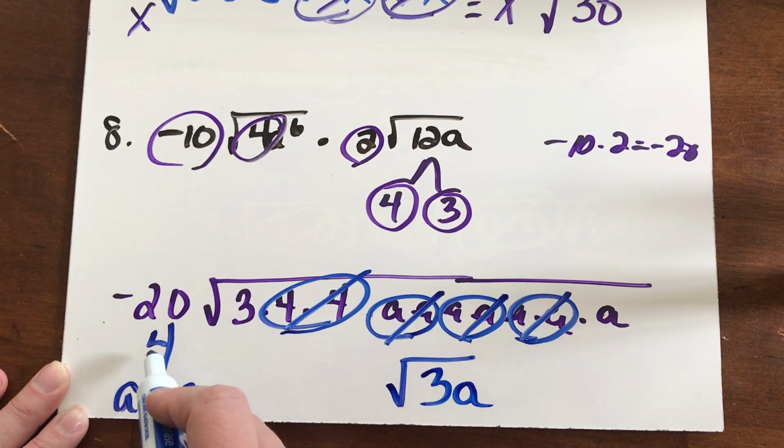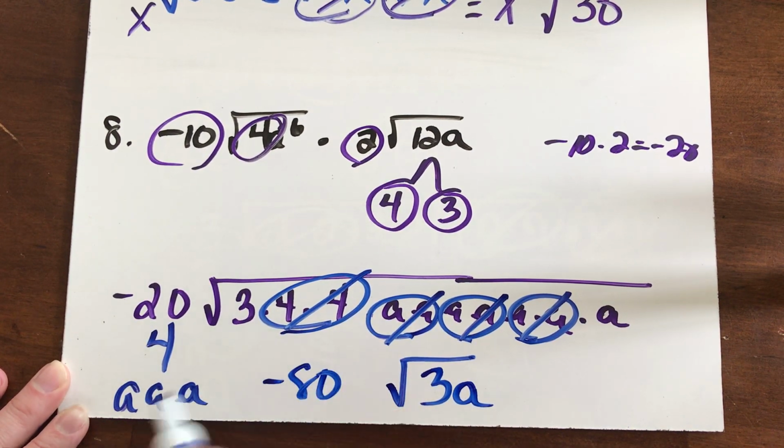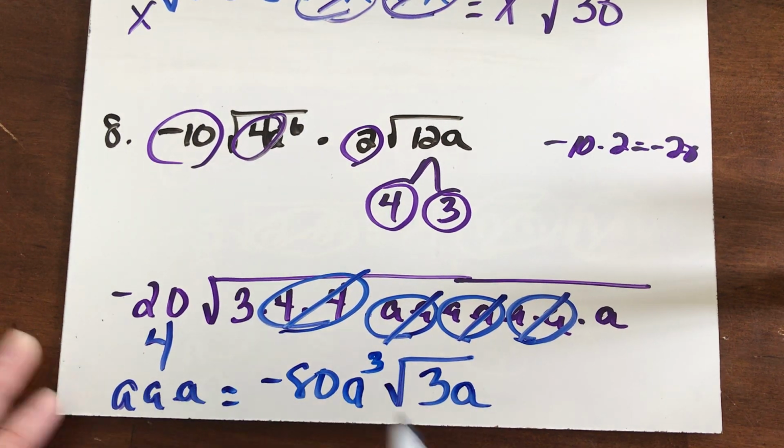Negative 20 times 4 is going to be negative 80. And then instead of going A times A times A, that would be A to the third. So it would be negative 80 A to the third times the square root of 3A. Okay? All right, just a couple more, so make sure you understand them.